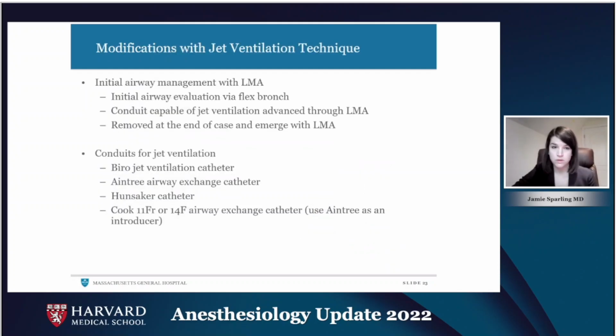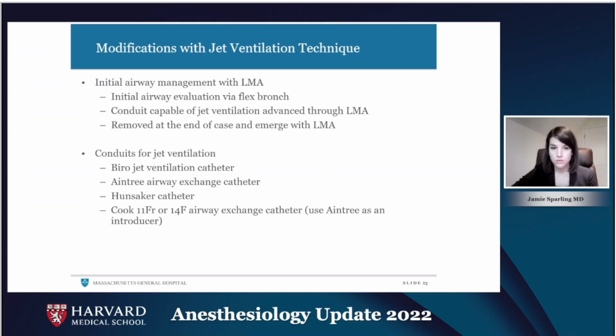In recent years, we've adopted a number of modifications to enable jet ventilation. In these patients, the initial airway management is with a laryngeal mask airway. Afterwards, we place a conduit capable of jet ventilation through the LMA, and this is removed at the end of the case, and we emerge the patient on an LMA.